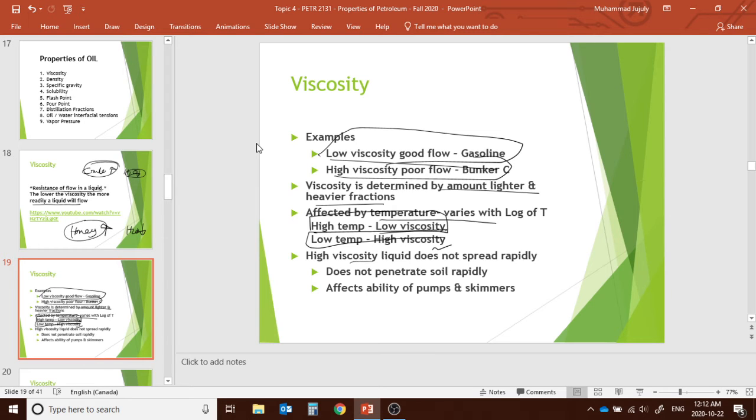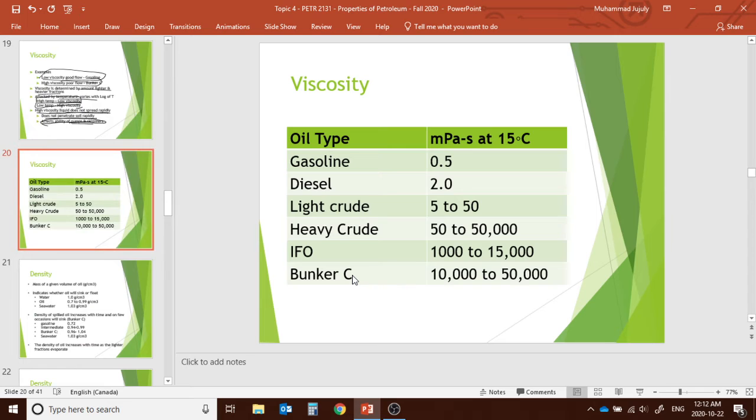If you freeze the honey, you'll find the viscosity increases even more, right? So a higher viscosity liquid doesn't spread rapidly. Remember that the high viscosity liquid doesn't spread rapidly. It does not penetrate soil rapidly. It affects the ability of pumps and skimmers. We'll learn later what pumps and skimmers are. So viscosity, the unit is millipascal-second, at 15 degrees Celsius.